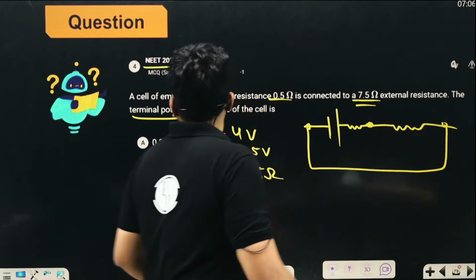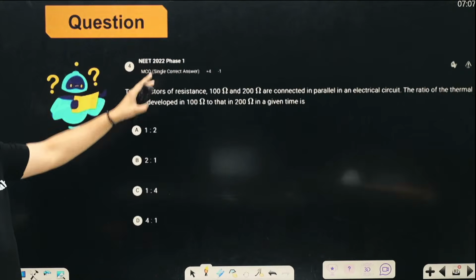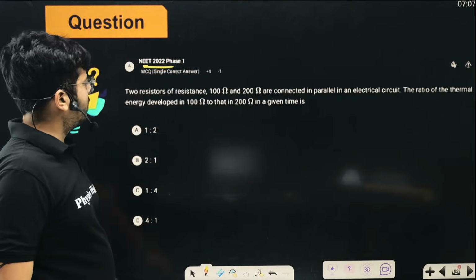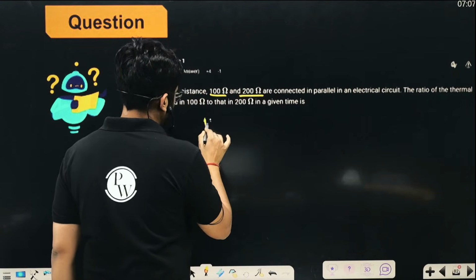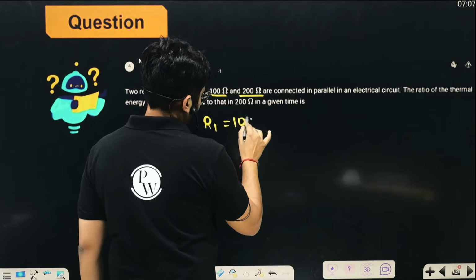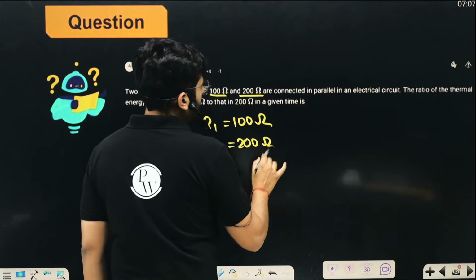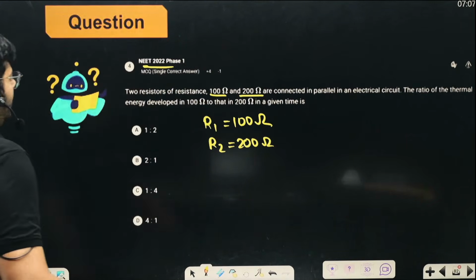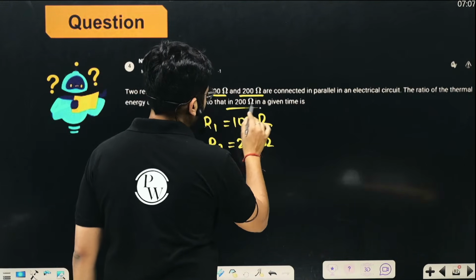All right. So let's move on and talk about the next one. It is again asked in NEET 2022. Two resistors of resistance 100 and 200, R1 is 100 ohm, R2 is 200 ohm, are connected in parallel in an electrical circuit. The ratio of the thermal energy developed in the 100 ohm to that in the 200 ohm will be?